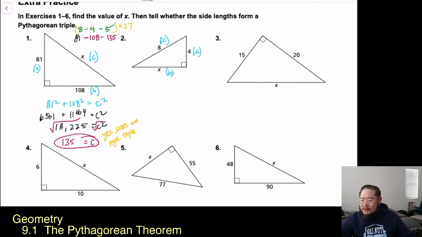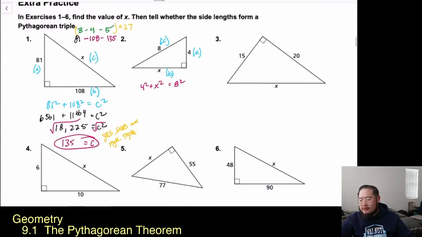So when we put all this together, I've got 4 squared plus x squared is equal to 8 squared. Let's simplify this out. I've got now 16 plus x squared is equal to 64. I'll subtract 16 from both sides, and x squared is 48. And then we want to square root both sides right here.